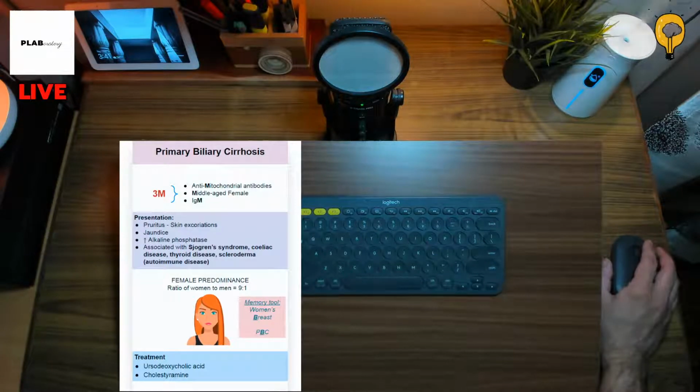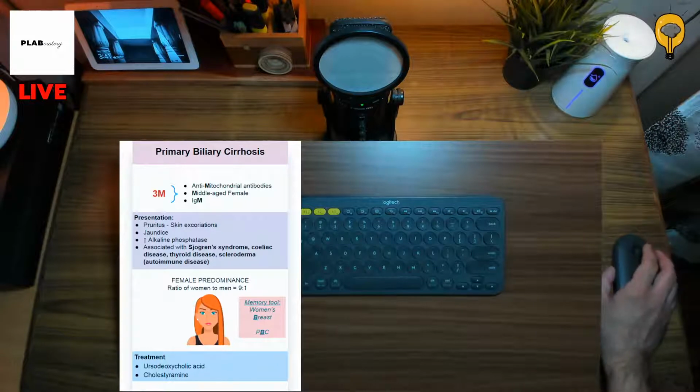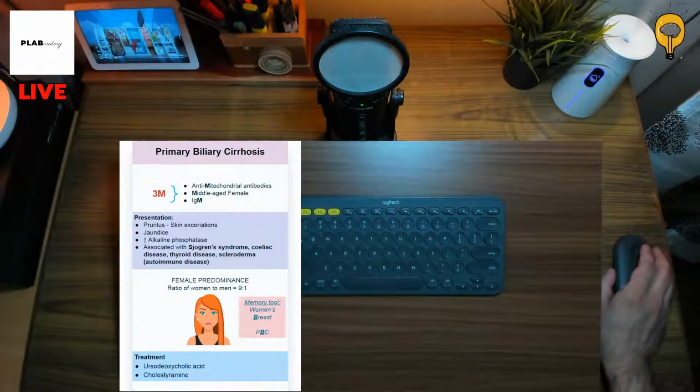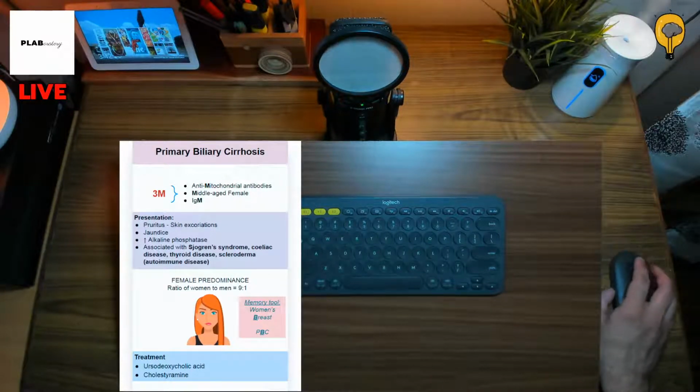Treatment is ursodeoxycholic acid and cholestyramine. Female predominance is there. Ratio of women to men is 9:1. So we can memorize it like this: primary biliary cirrhosis, B can be memorized by relation to breasts, that is found in women. So it has a female predominance. PBC, primary biliary cirrhosis, breasts in women, predominance 9:1 ratio.